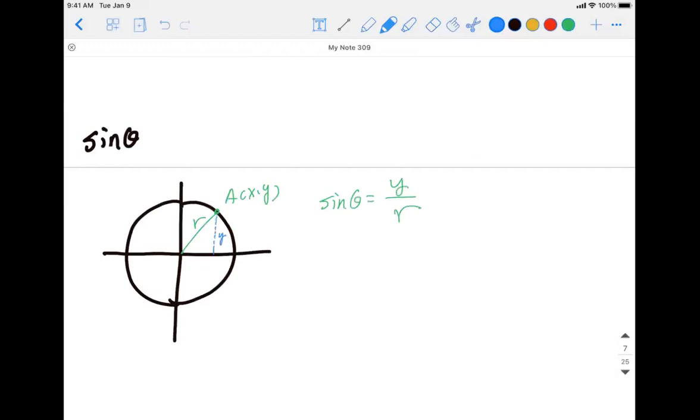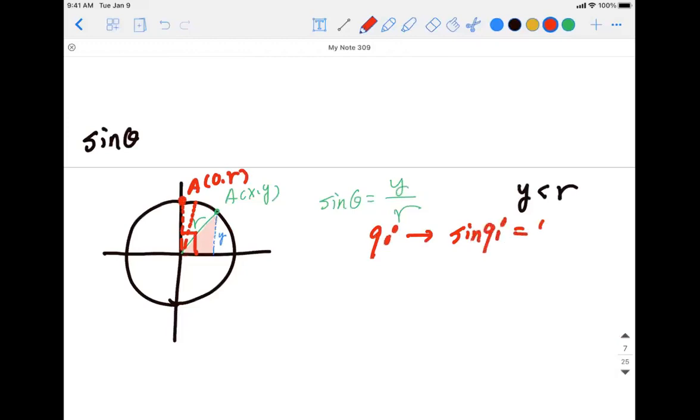Y is what? If we put them into a right triangle, Y is one of the right legs, and R is the hypotenuse. Normally speaking, Y is always less than R, right? But as your point A gets closer all the way, as long as point A is here, your Y will become R. So that being said, as long as this is 90 degrees, you're going to find that sine 90 degrees equals 1, which makes sense, right?